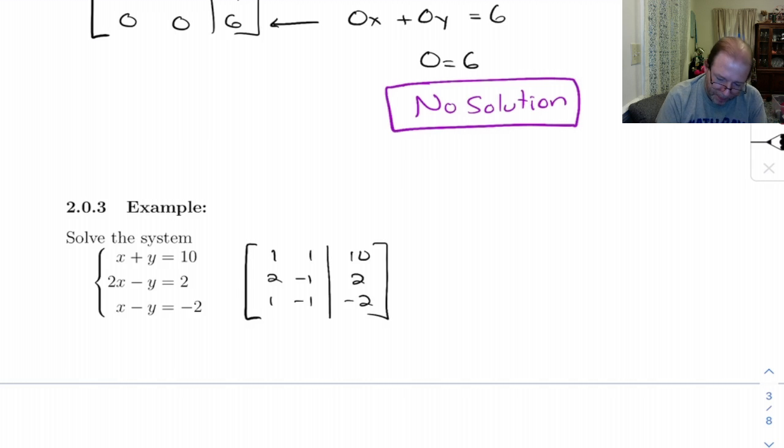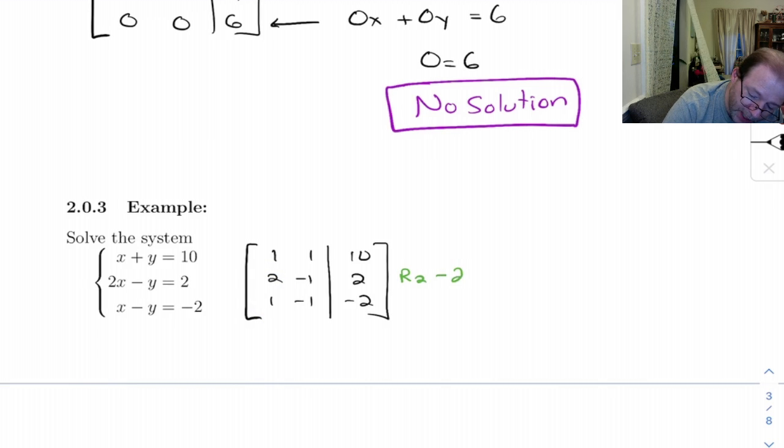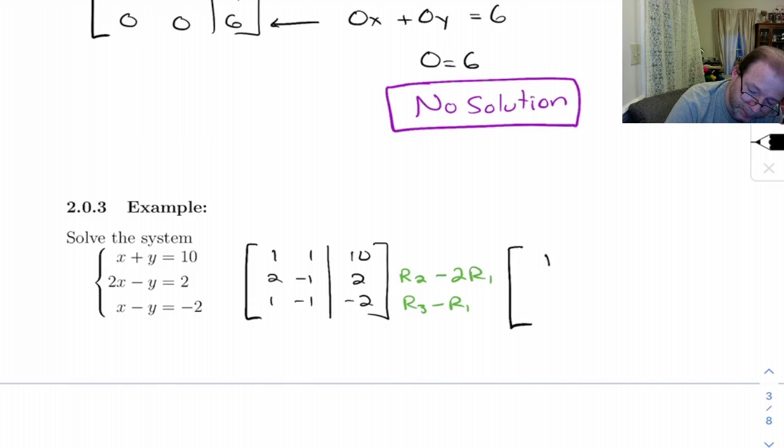All right, what should we do here? Well, we need to get a 0 in both of these spots. So I'm going to do row 2 minus twice row 1. I'm going to do row 3 minus row 1. I don't have much space, so I hope this doesn't take many more steps. So let's see. Row 3 is easier. 1 minus 1 is 0. -1 minus 1 is -2. And then -2 minus 10 is -12.